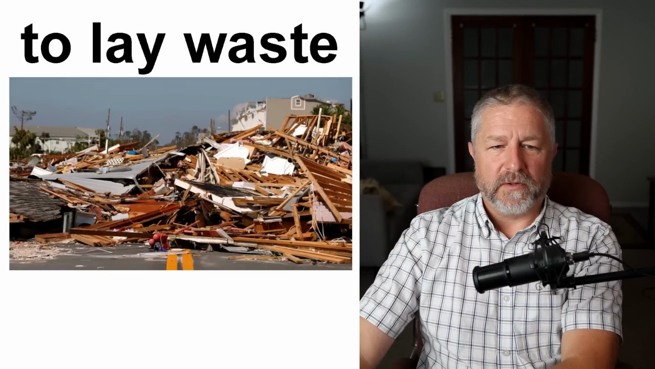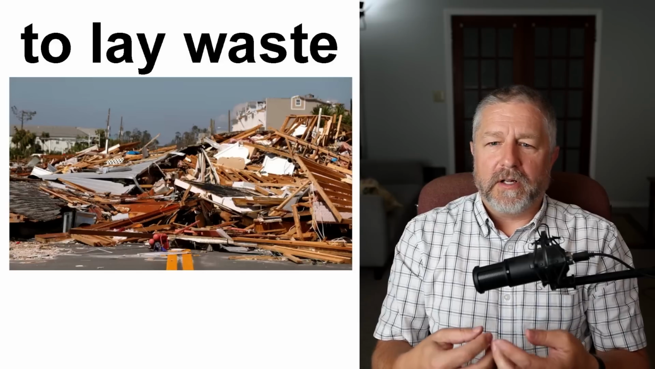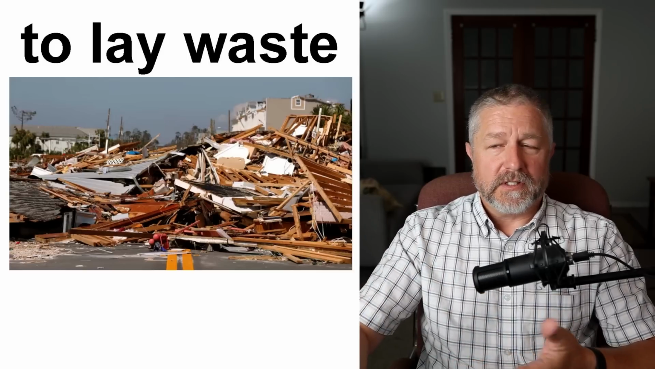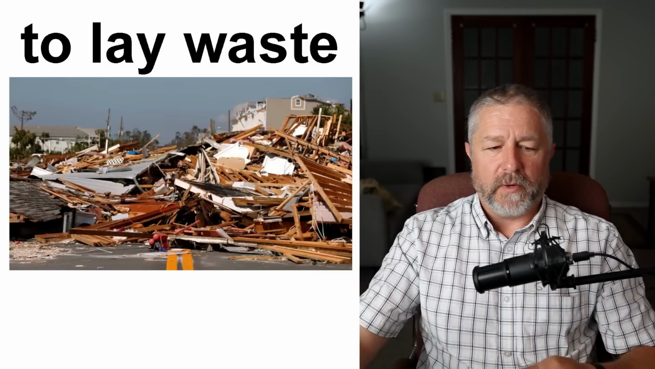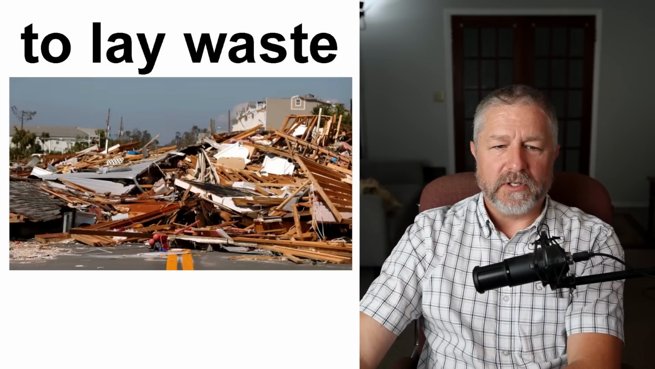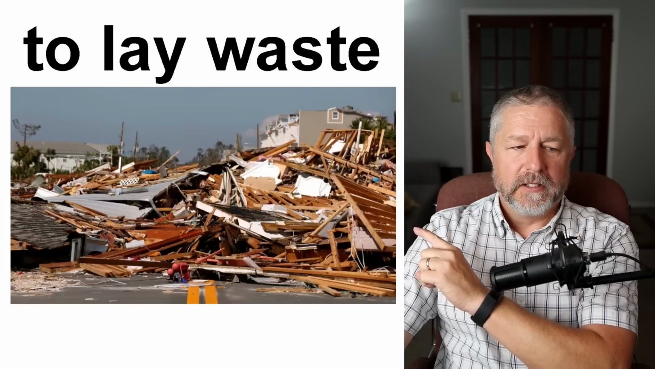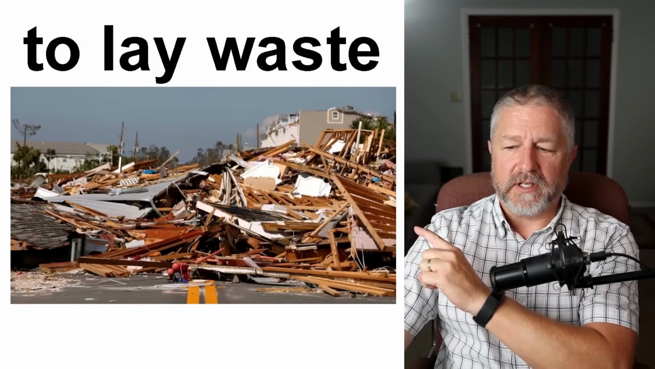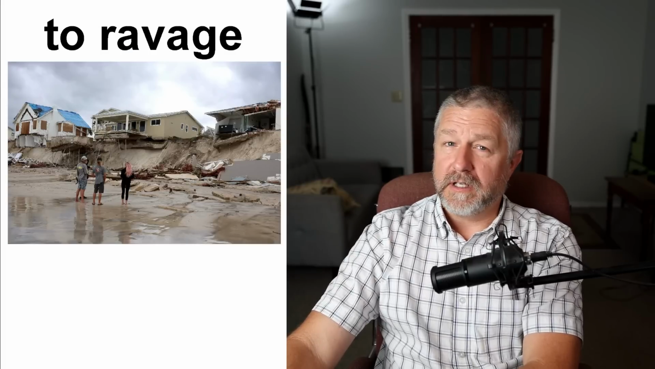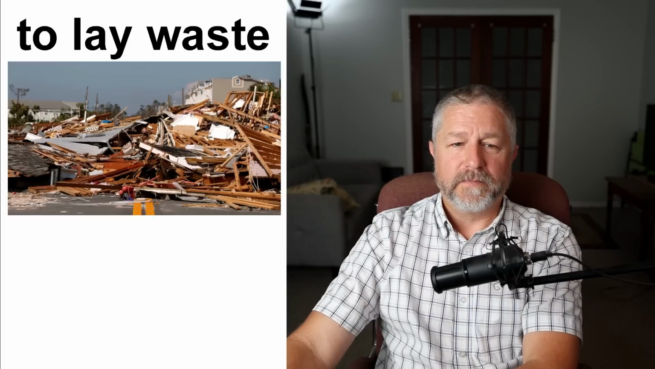And then to lay waste. So this is when there is destruction, beyond just ravaging the coast. If there's all kinds of houses that have fallen over because of the wind, we would say that the storm laid waste to that town. So you can see here, obviously a tornado or hurricane came through and it laid waste to this area. Everything is severely damaged. So again, sometimes nature isn't nice. It can ravage, it can pummel, and it can lay waste.